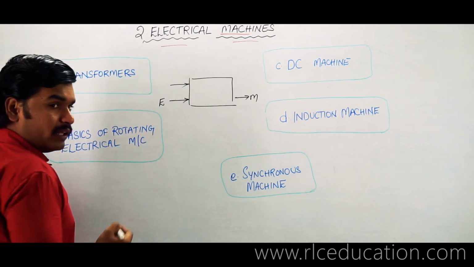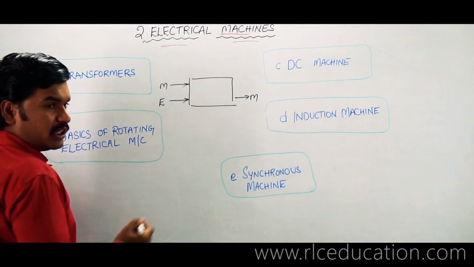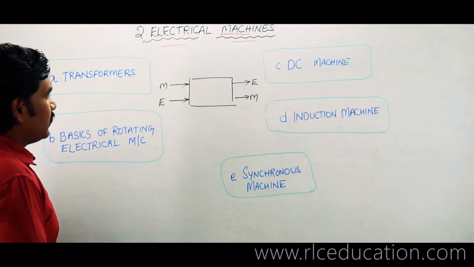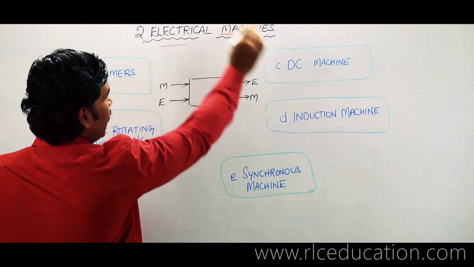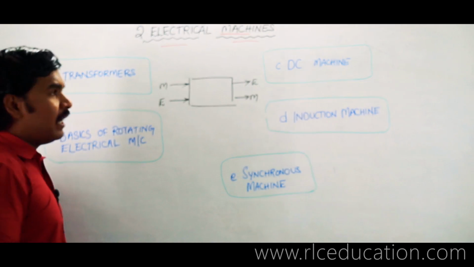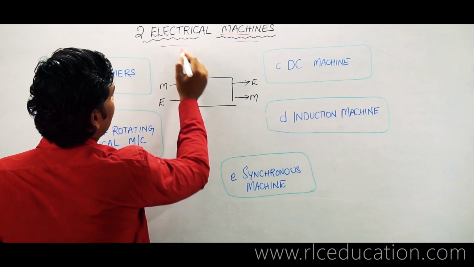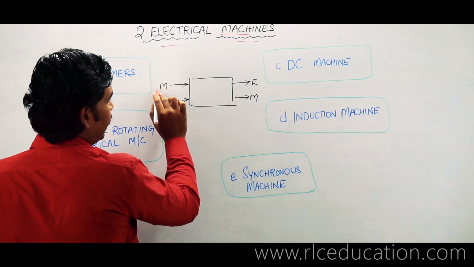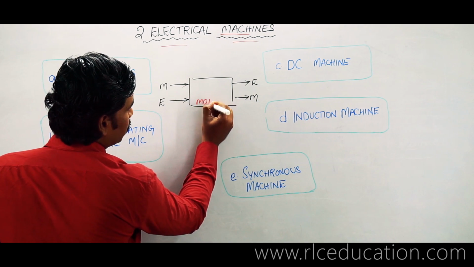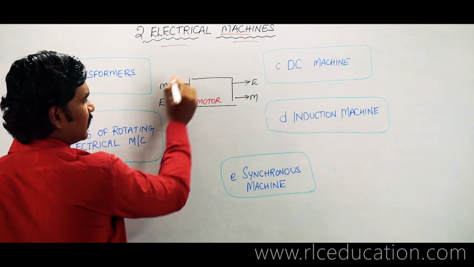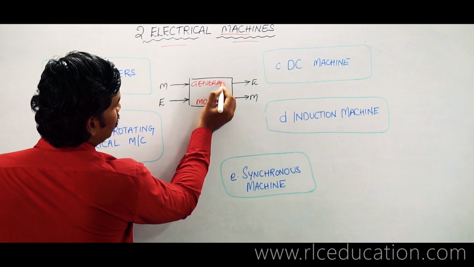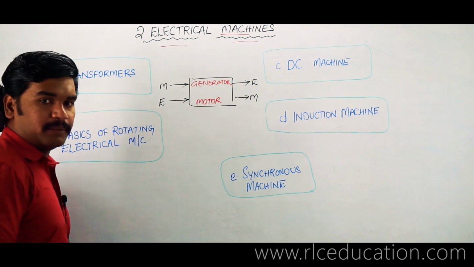And if at the input end you apply mechanical energy, this machine will produce electrical energy at the output. That means this electrical machine will convert electrical energy to mechanical or mechanical to electrical. Hence, an electrical machine is called an electromechanical energy conversion device. In the first case, when it converts electrical to mechanical energy, you call it a motor. And in the second case, when it converts mechanical energy into electrical energy, it is called a generator. So motors and generators together are called electrical machines.